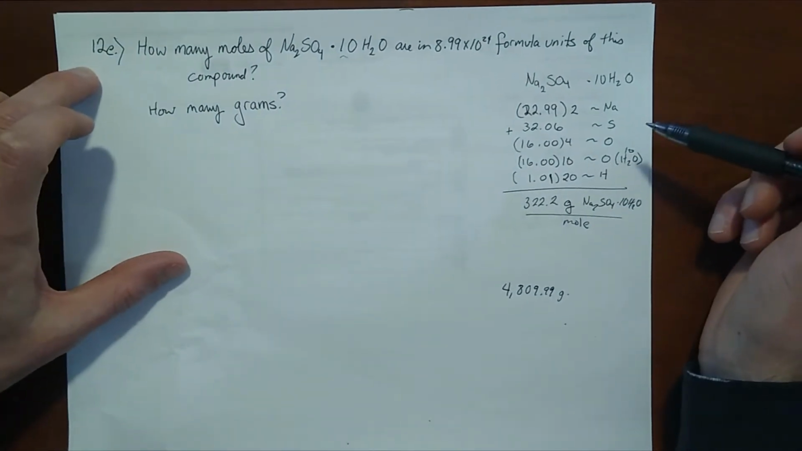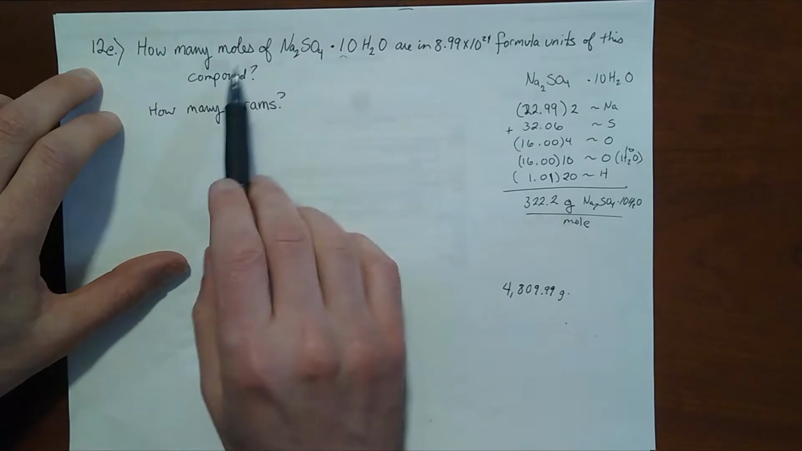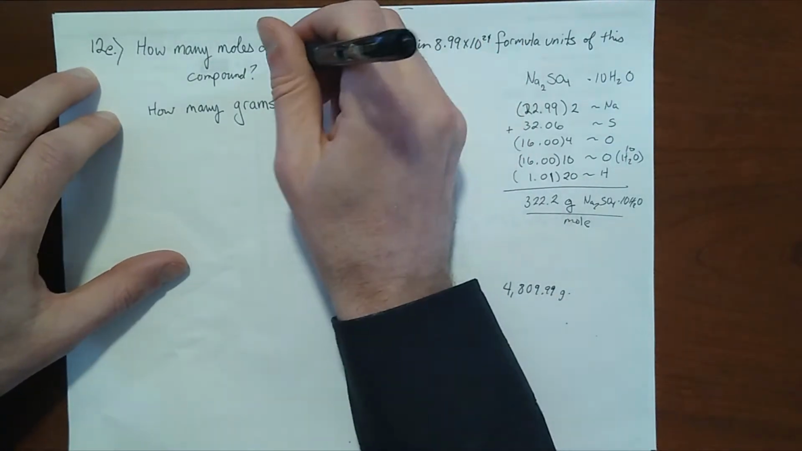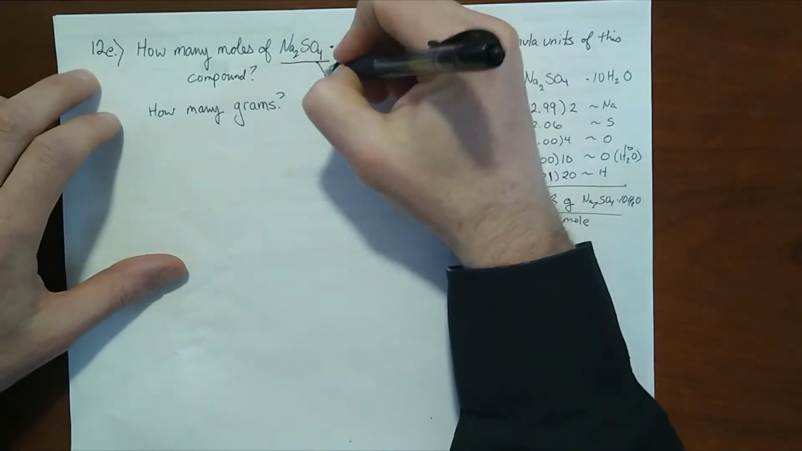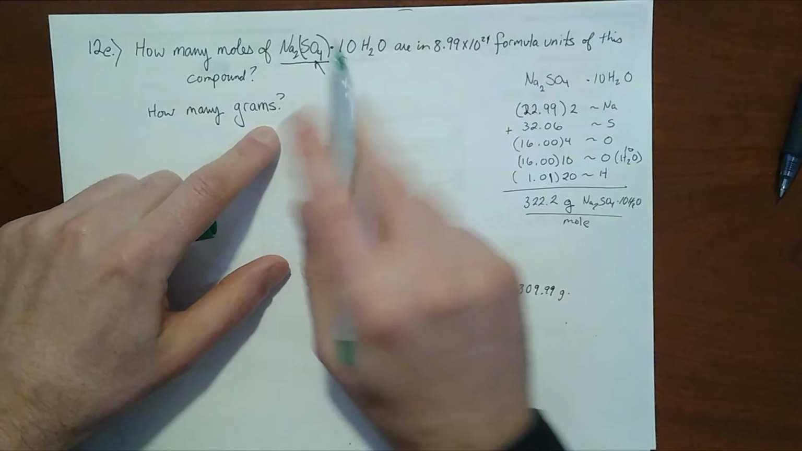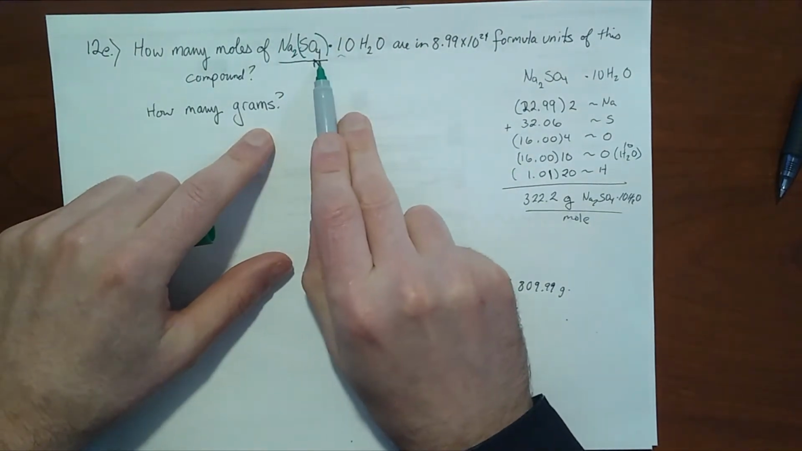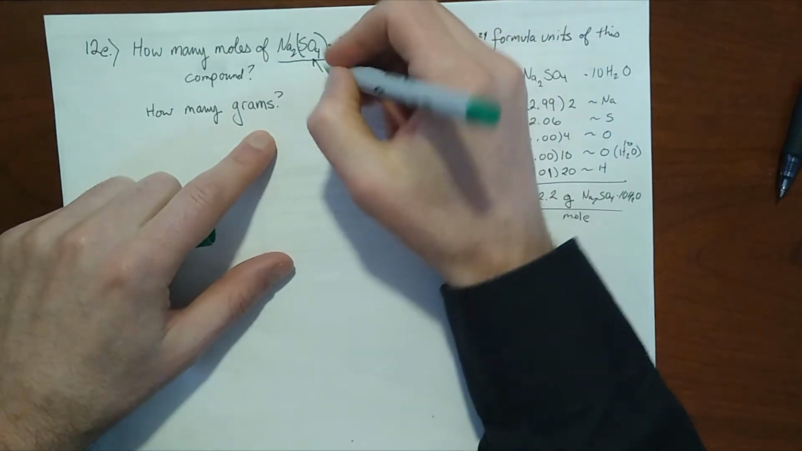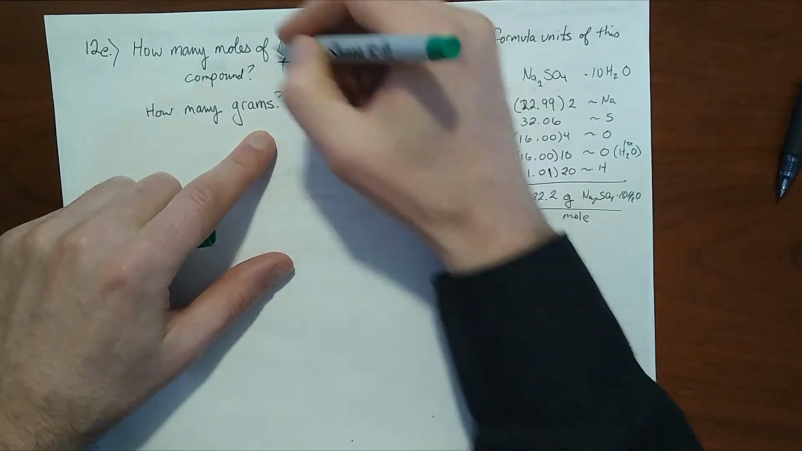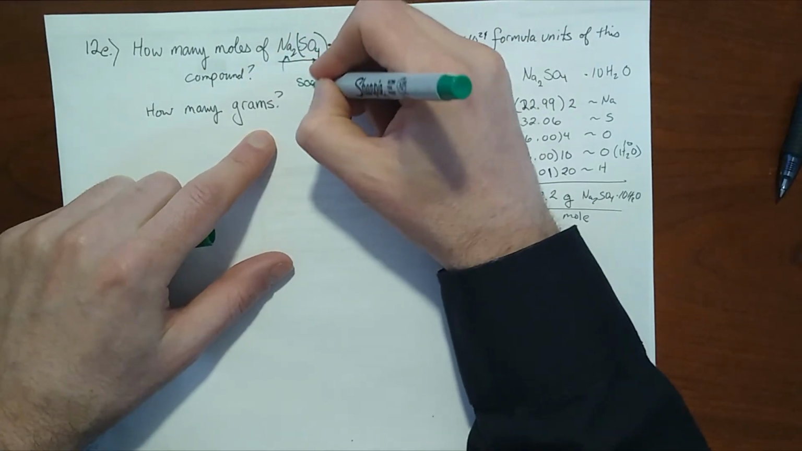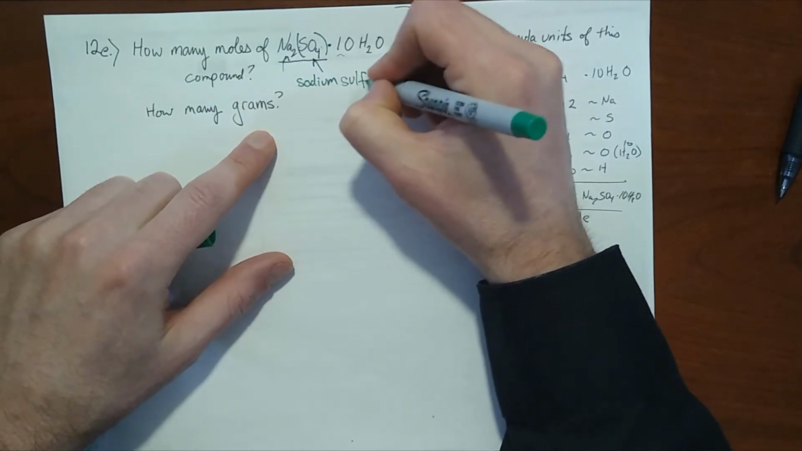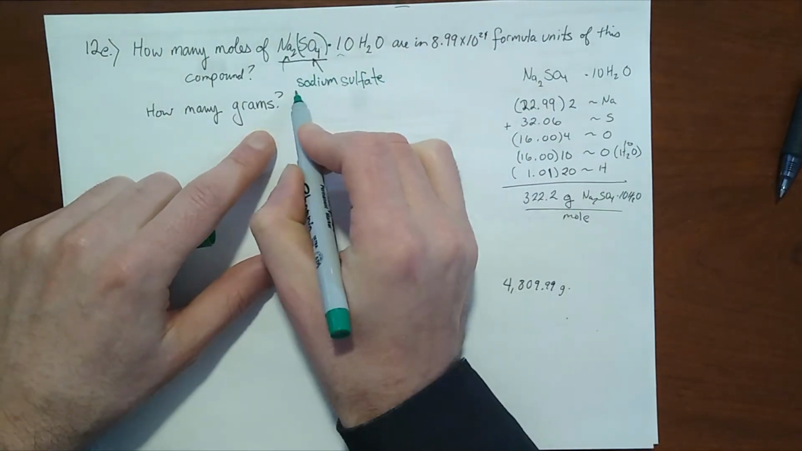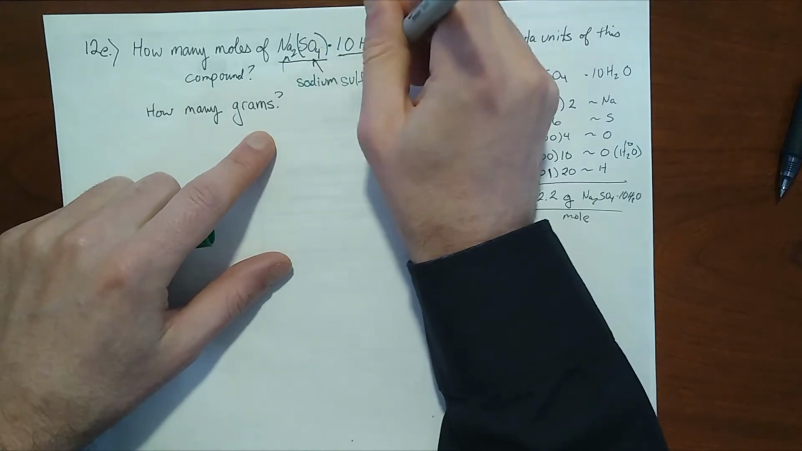So 12E in the chapter review is asking us how many moles of, okay, again, let's practice identifying the chemicals here. I should recognize that this is a sulfate ion. So this is a polyatomic ionic compound, and so its name is going to be named after the individual ions involved. So we have sodium as the positive ion and sulfate is the negative ion. So this is sodium sulfate, but this is a hydrate.